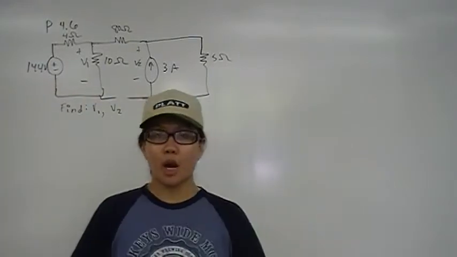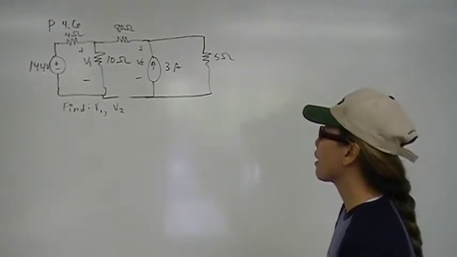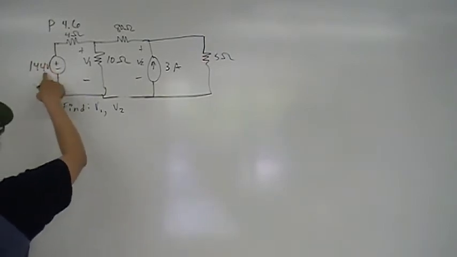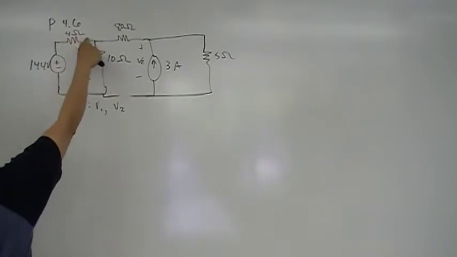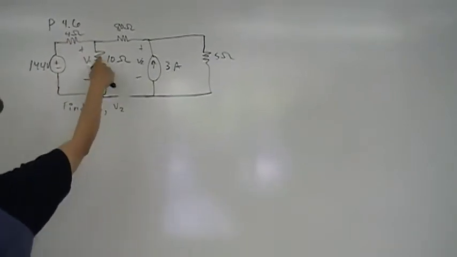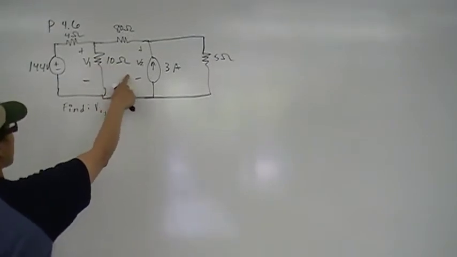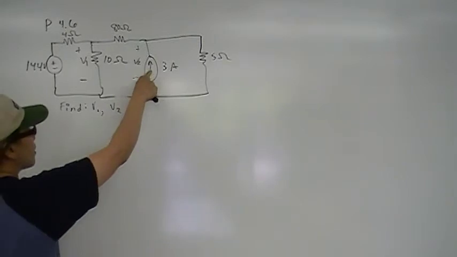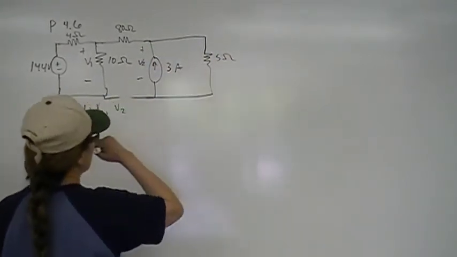Okay, so this is problem 6 from chapter 4, and we have a circuit that has a 144 volt voltage source, an ideal voltage source, and there's a 4 ohm resistor there, and connected in a T configuration is a 10 ohm resistor, 80 ohms across here with a 3 amp current source going into that node, and then a 5 ohm resistor here.